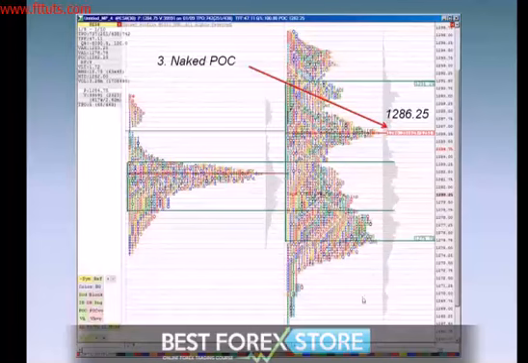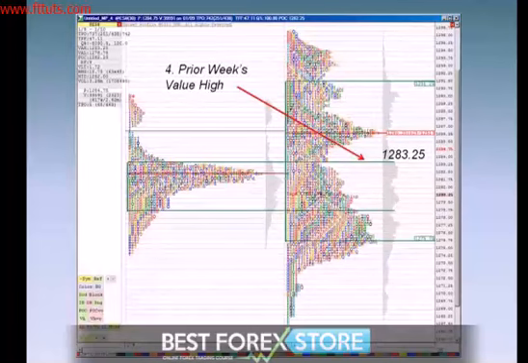All right, so far we've had the three key numbers. Let's move on and take a look at another key number that we want to keep our eye on for the week, the prior week's value high. Notice how the software even extends the line out for us, because this is also an important number to look at. From the prior week, where was the value high? And it's 1283.25 in this case.